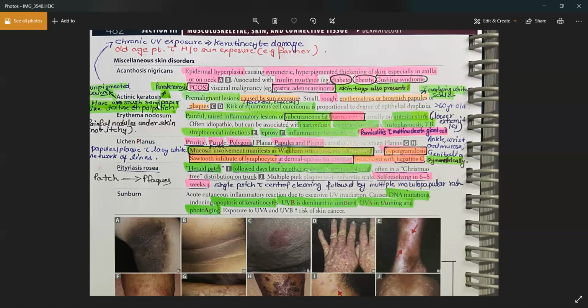And the easy way to remember this condition is that you must know that it is also associated with hepatitis C. Now, because hepatitis C is a viral infection, you will get the lymphocytes, right? And because of that, when you do the biopsy, you will get the lymphocytic infiltration. Okay, right?